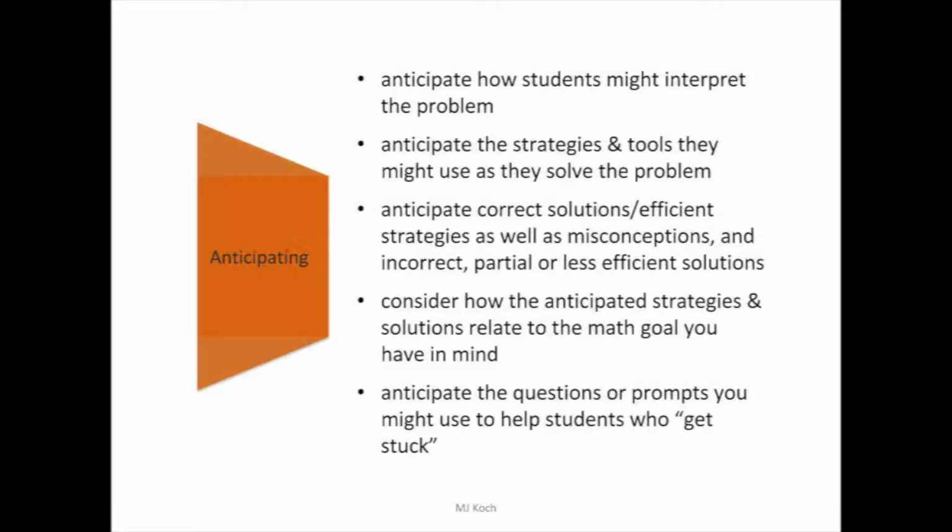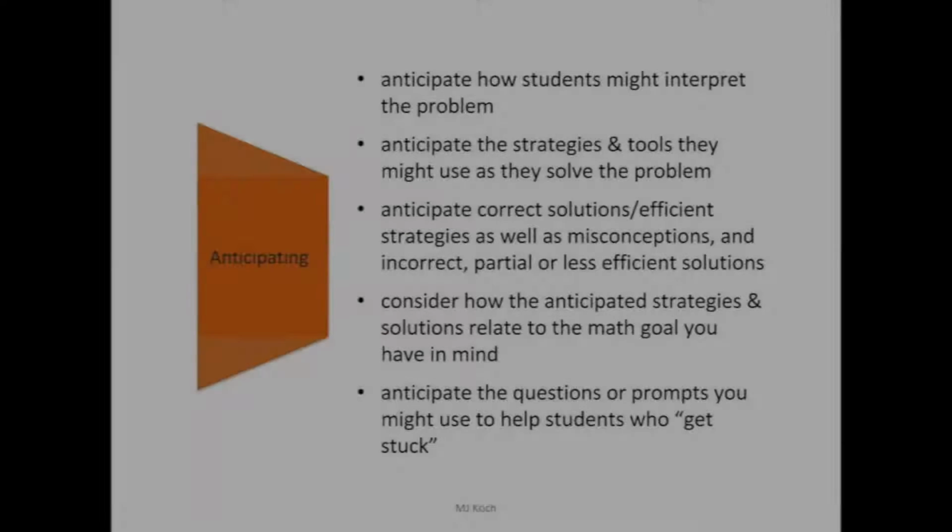But there's quite a bit more packed into it than that. So first of all, you're going to anticipate how students might interpret the problem. Think about the problem context and that sort of thing. And you might want to change the 36 fences context a little so that it's not so rural.